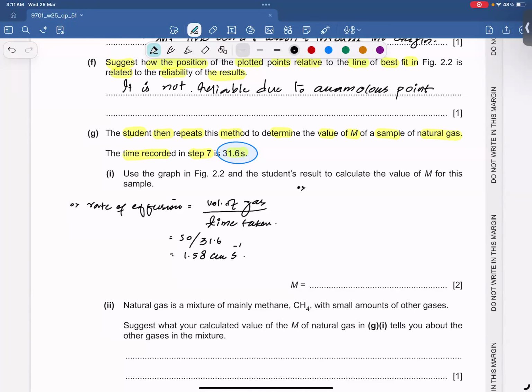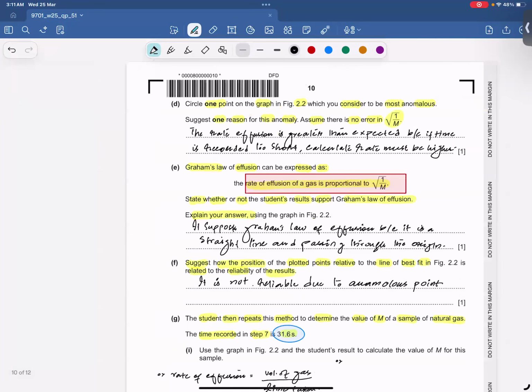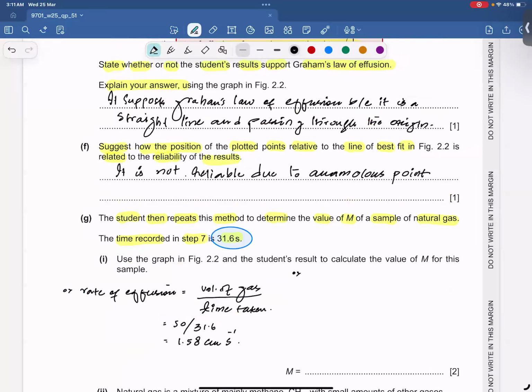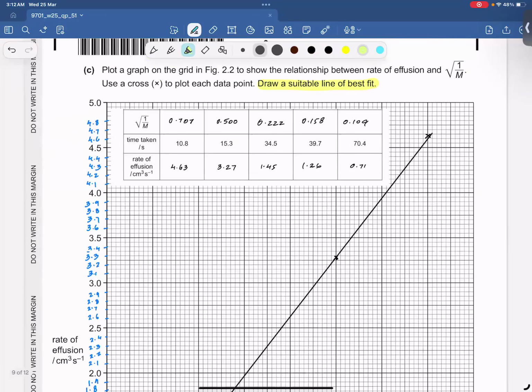So मैं 1.58 पे जाऊंगा. Okay. क्या कह रहे हैं एग्जामिनर? Use the graph. See, वो कह रहे हैं use the graph in figure 2.2 and the student results. Calculate the value of M for the sample. So मैं इस वैल्यू को यूज करूंगा ग्राफ पे, 1.58.